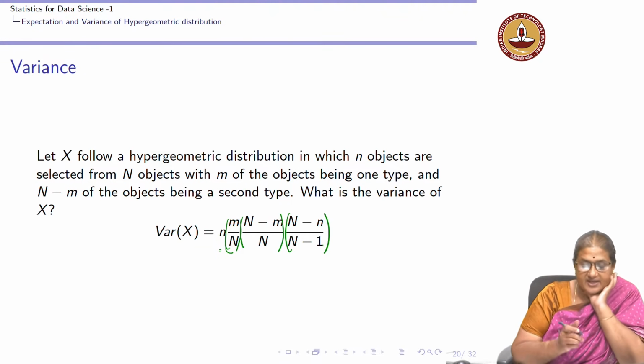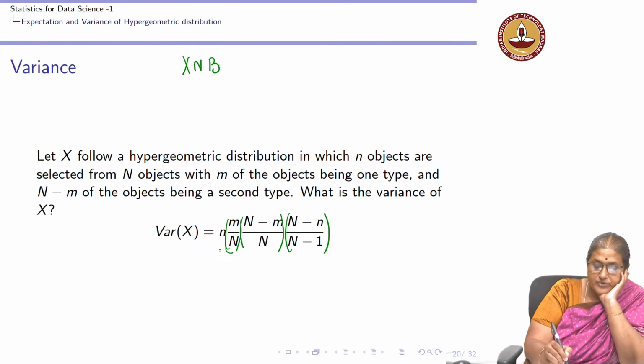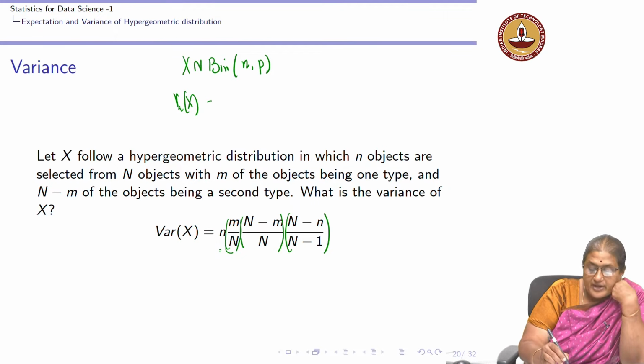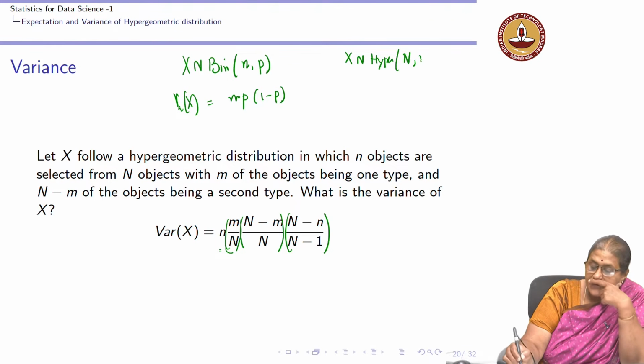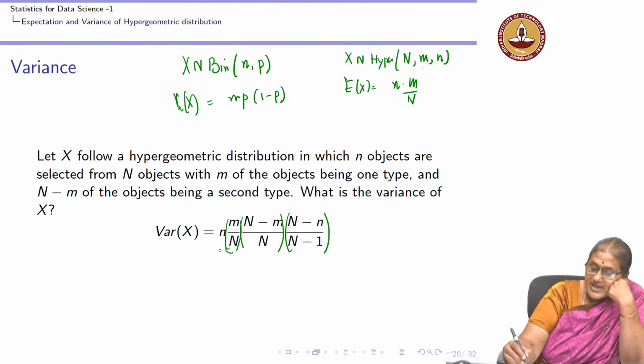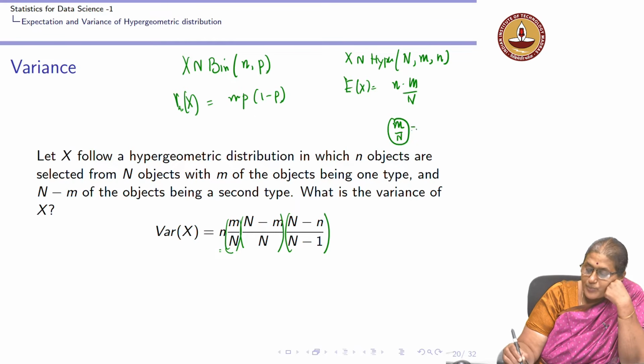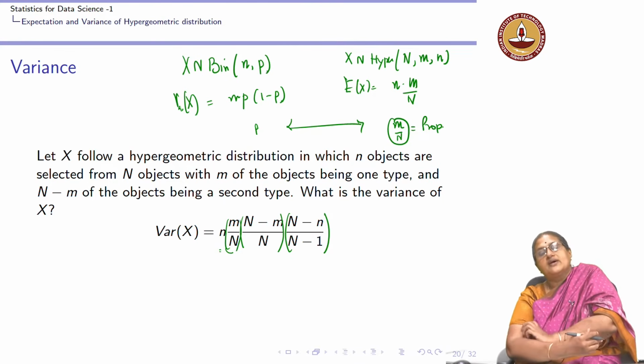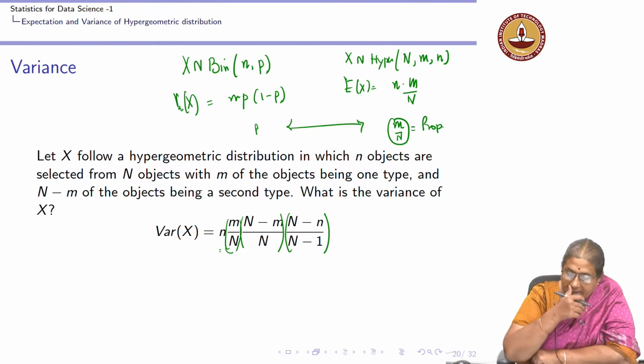Let us understand this. Again, if I have a binomial distribution with parameters n and p, I know that the variance of x, where x is a binomial distribution, is n into p into 1 minus p. If I have a hypergeometric distribution with N, m and n, I know that the expectation of x is n into m by N, where this m by N is in a sense the proportion term, which I can relate to this p here, where p also represented a probability or proportion.